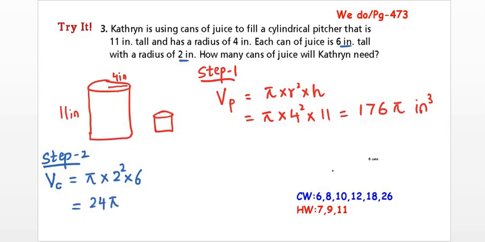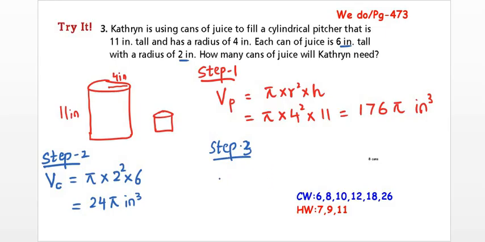Is my question done? No, it's not done yet, because actually I have to find that if I have a smaller can of this volume, how many cans of, you can say, water or juice are needed to fill this large pitcher. So step 3 will be, whenever you are trying to find the number of cans needed, or the number of glasses needed to fill a bigger shape, it's always division.